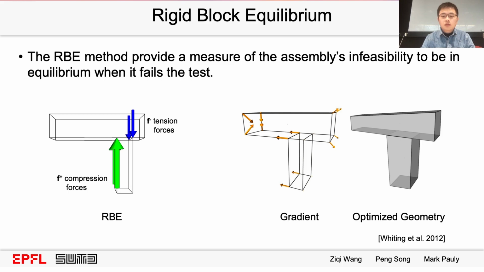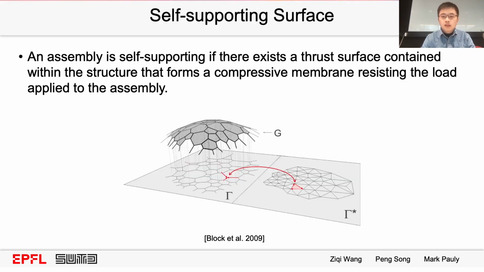The key is to compute the derivatives of the invisible energy with respect to the design parameters. They minimize the invisible energy to find physically plausible assemblies by using gradient descent. For self-supporting surfaces, the truss network analysis developed by Block and their colleagues is a well-known graphical approach.